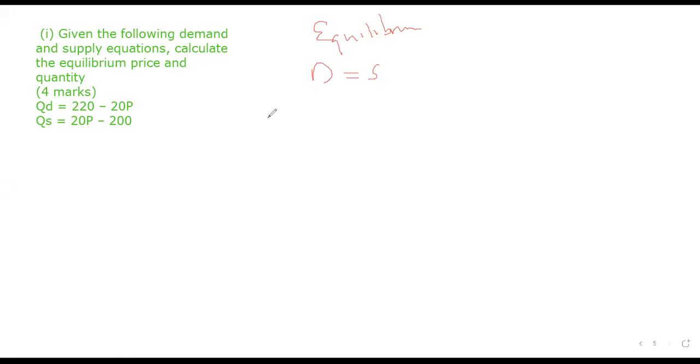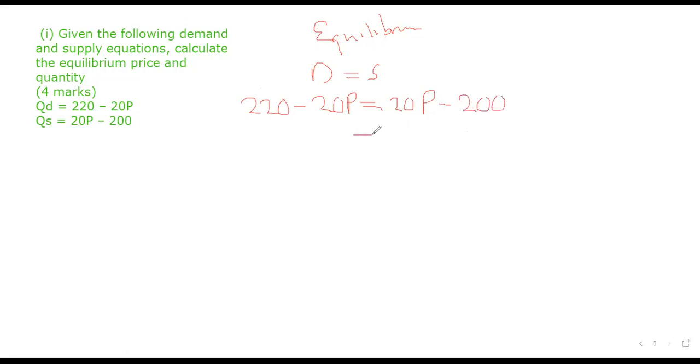All right. So what is our demand? Ladies, participate. What is our demand function? Demand is 220 minus 20p. Correct. Then our supply? Quantity supply is 20p minus 200. All right.